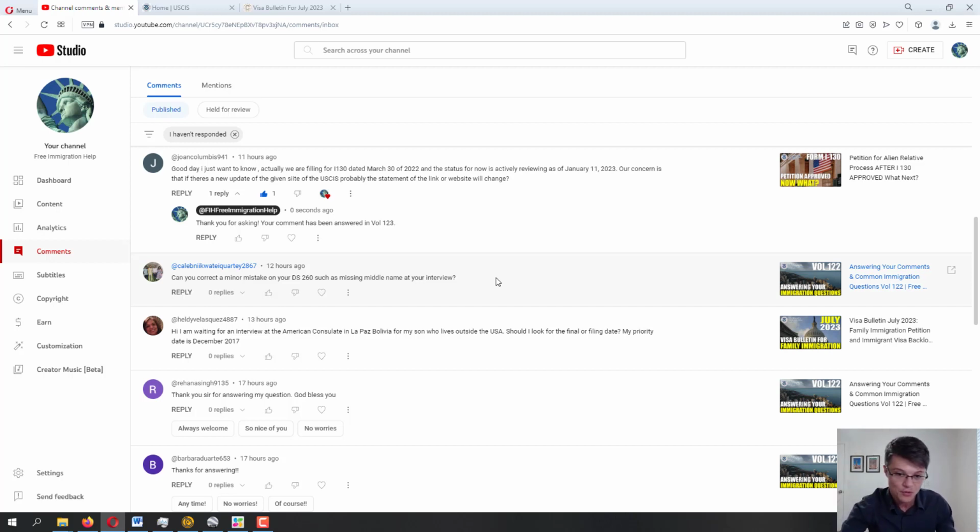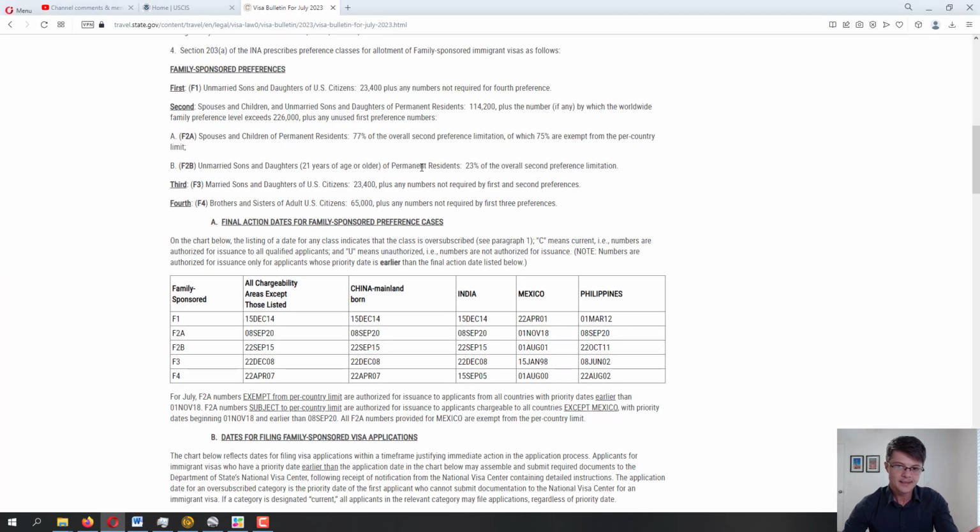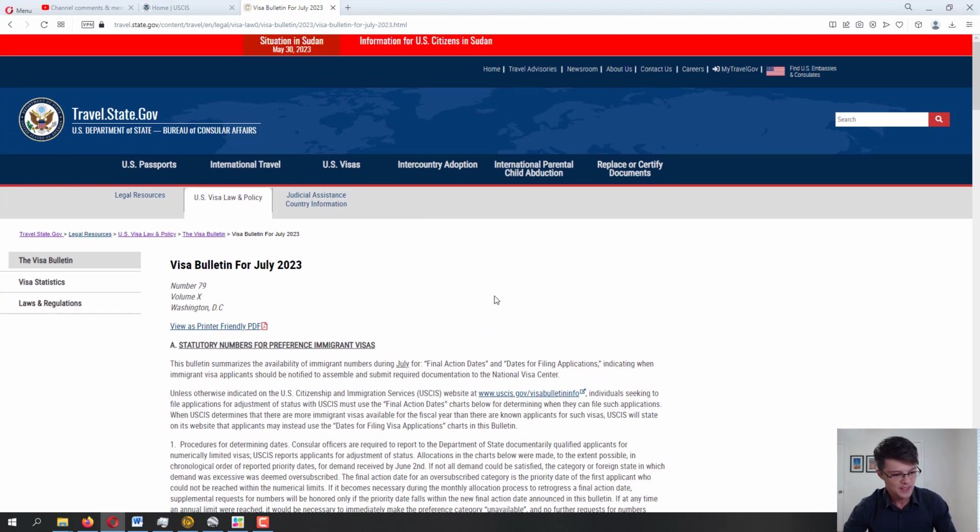And I'll show you how to find the public inquiry form. Let me post this response here, and I will paste the link for the public inquiry form. So this is the Visa Bulletin website for July 2023. It is available in the description, and if anyone needs to contact NVC, this is how you do it, through this website right here, travel.state.gov. Again, the link for this website is in the description below.